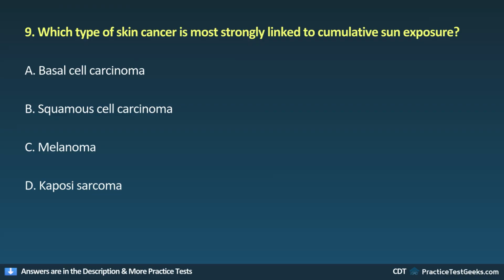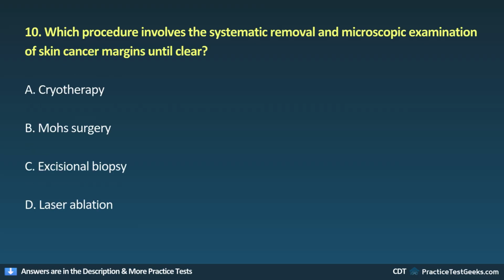9. Which type of skin cancer is most strongly linked to cumulative sun exposure? A. Basal cell carcinoma. B. Squamous cell carcinoma. C. Melanoma. D. Kaposi sarcoma.